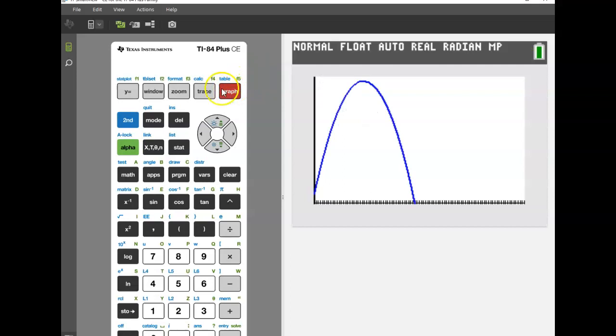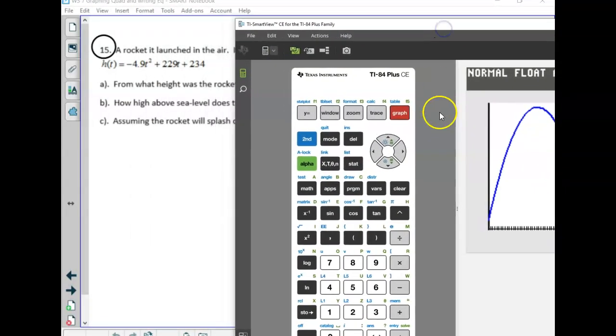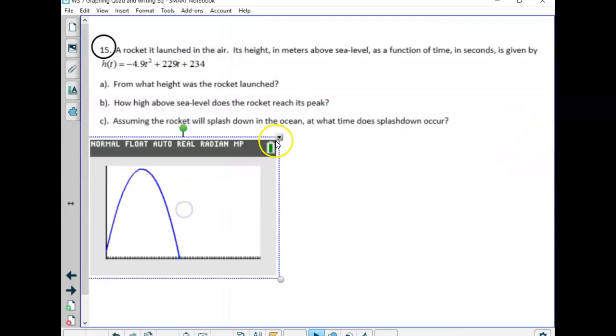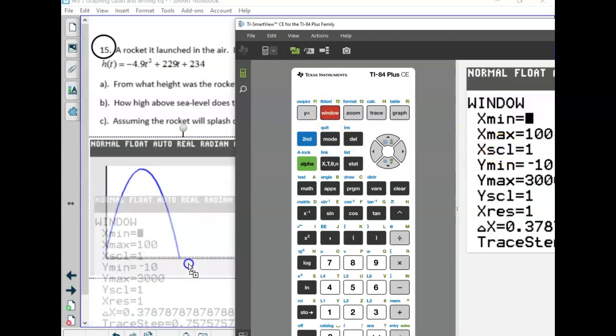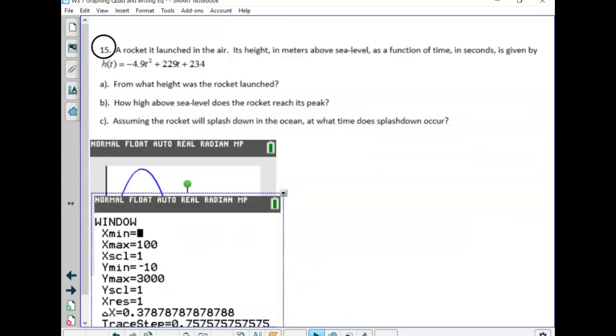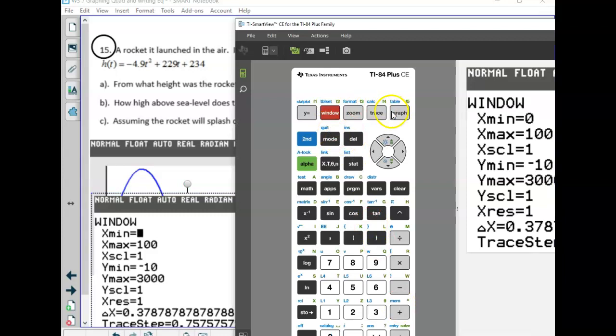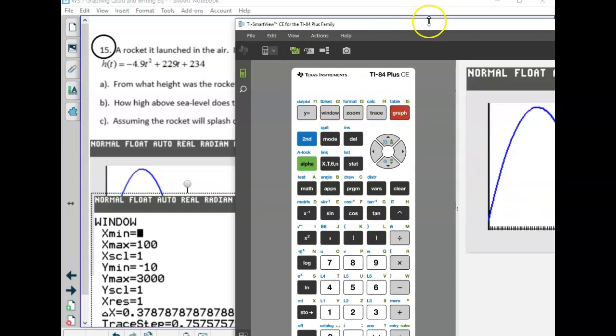Okay. So this is 7B number 15. Okay, so here's my graph, but more importantly, here's the window that I used to get the graph. Okay, how do we figure out what time it splashes down?